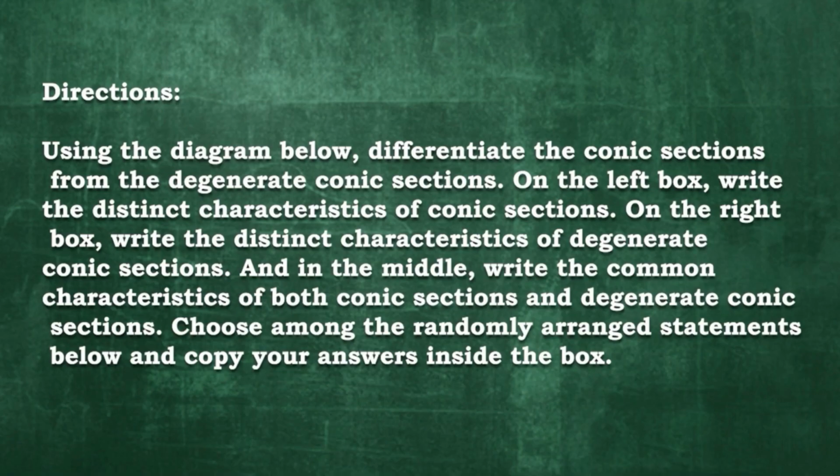Using the diagram below, differentiate the conic sections from the degenerate conic sections. On the left box, write the distinct characteristics of conic sections. On the right box, write the distinct characteristics of degenerate conic sections. And in the middle, write the common characteristics of both conic sections and degenerate conic sections. Choose among the randomly arranged statements below and copy your answers inside the box.